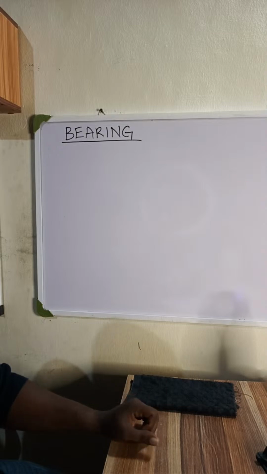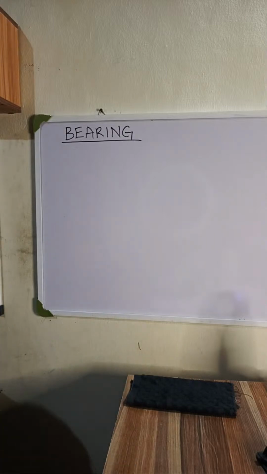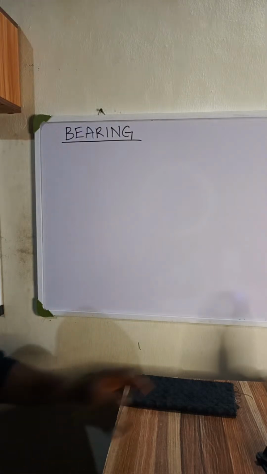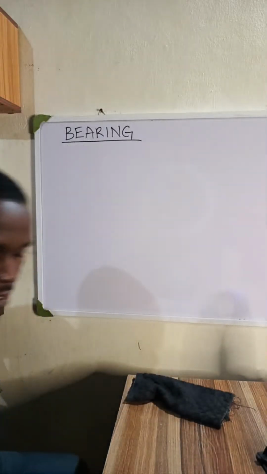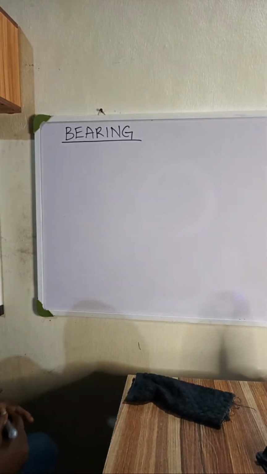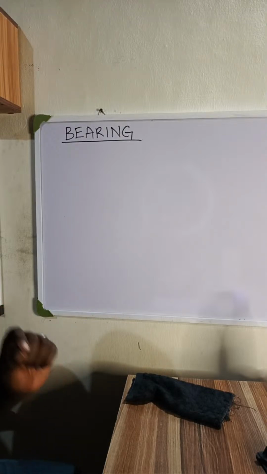Okay, so the first thing we need to know is what is bearing, because you need to understand what the topic is. What is bearing? Good evening, Virginia. So bearing is an angle measured from north between 2 points.